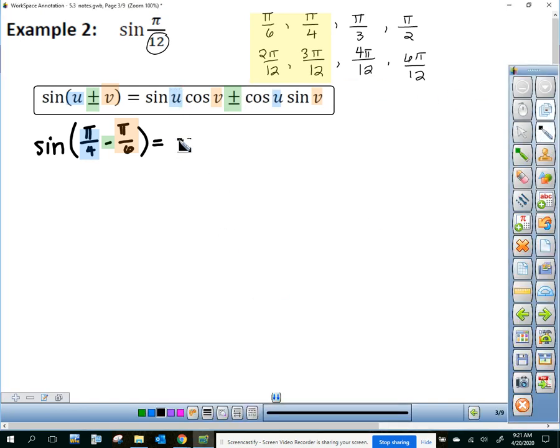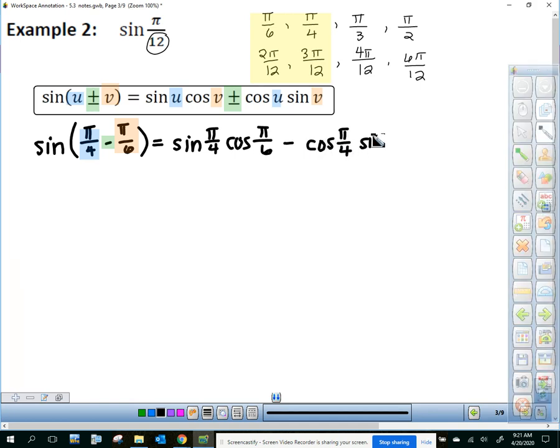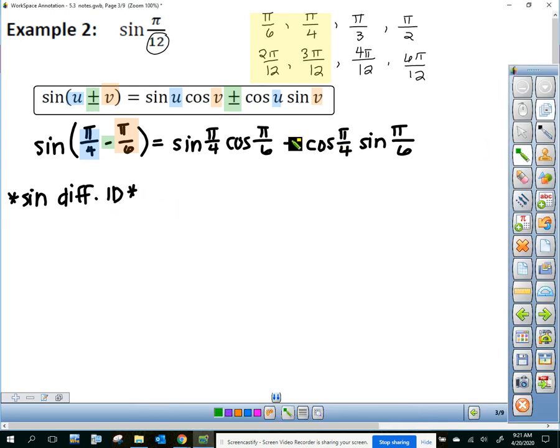If it's plus, it stays plus. Okay, so this is sine of pi 4ths cosine of pi 6 minus cosine of pi 4ths sine of pi 6. Now, know your unit circle. Okay, if you're asked what identity you're using, we are using the sine difference identity. Okay, so the sign stayed the same, which was difference. Here you got my u and my v plugged in. Now I can give actual values.